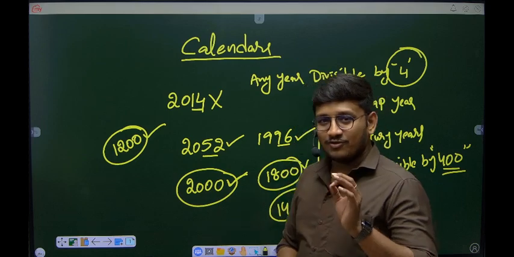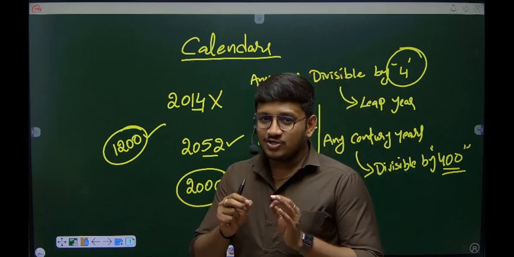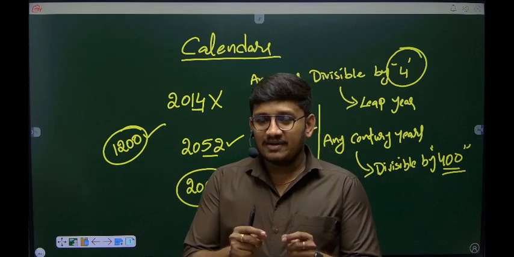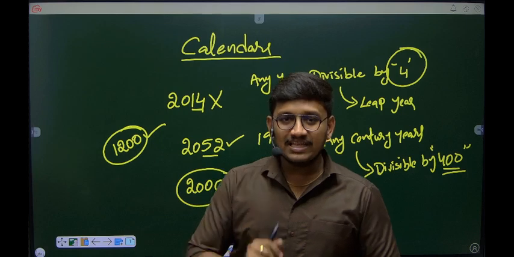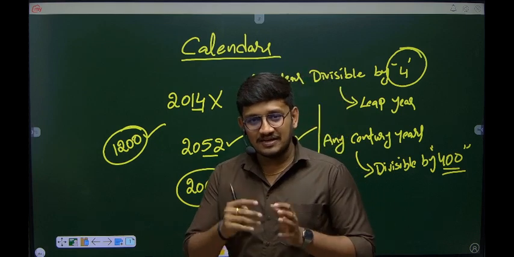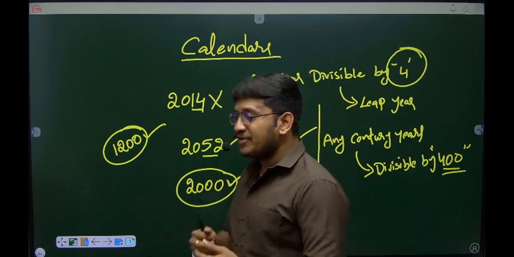I'll ask you one question. Why do we need to check divisibility by 4 for finding whether it is a leap year or not? Is there any specific reason? If you know the reason, you can unmute and speak.